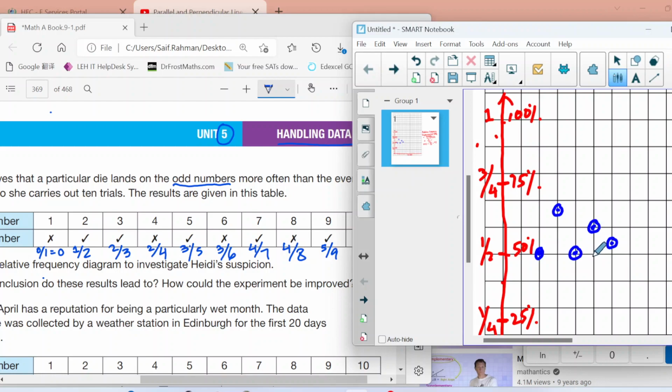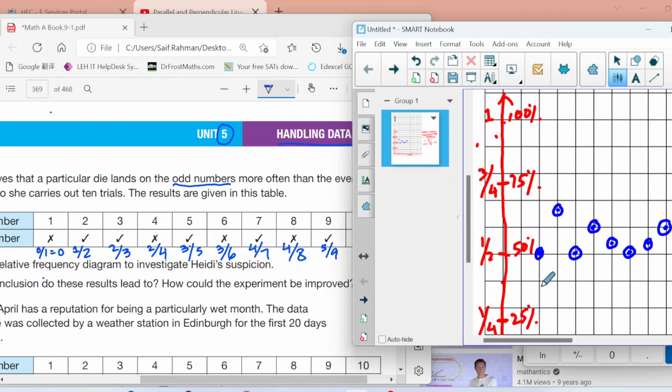And the eighth one was again 4 by 8. That is 1 by 2, again 50%. And the ninth one was 5 out of 9. 5 out of 9 is again more than 50%, maybe between 50 and 60%. And the 10th one is 6 out of 10. So 6 out of 10 is 60%, so it comes here.